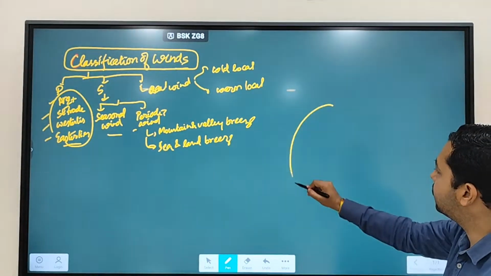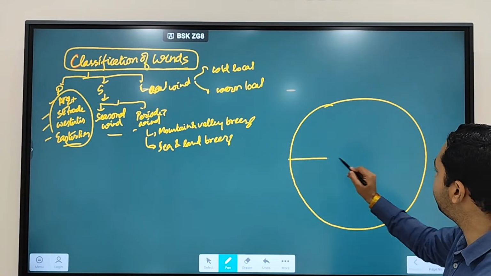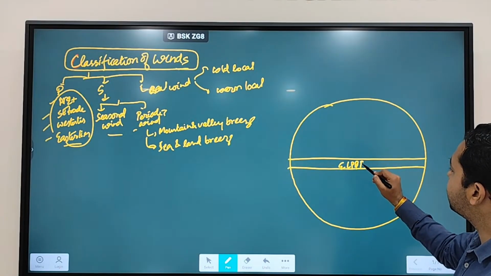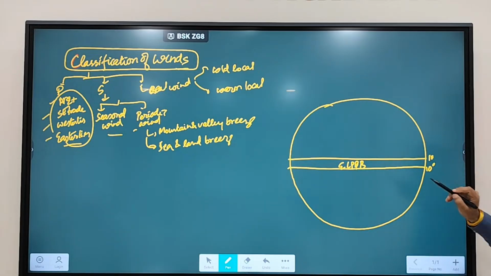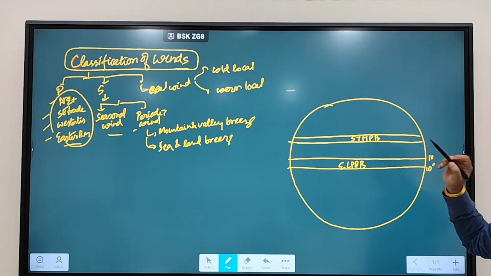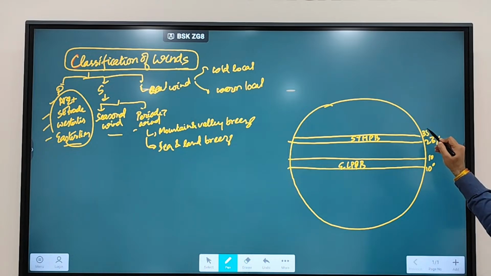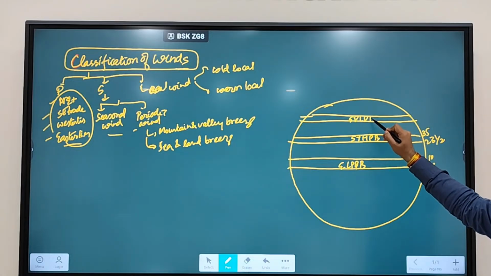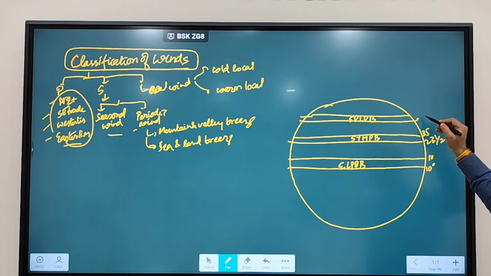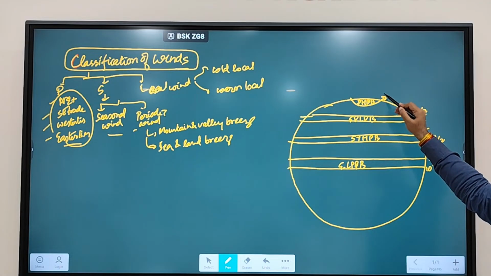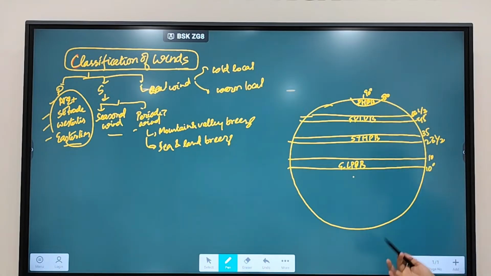So last class we discussed the pressure belt. What are the extensions of the pressure belts we have discussed? Equatorial low pressure belt extends from 10° north to 10° south. Then the subtropical high pressure belt extension is how much? 23.5 to 35. Yes. Then the subpolar low pressure belt region, we have discussed from where to where? From 45 to 66.5. And lastly, the polar high pressure belt, that is from 80 to 90. So this same thing is repeated in the southern hemisphere also.